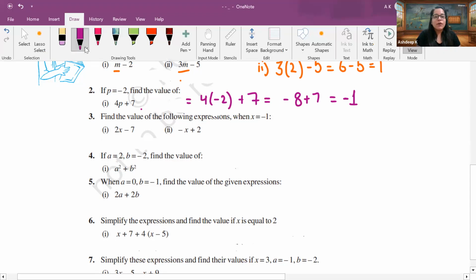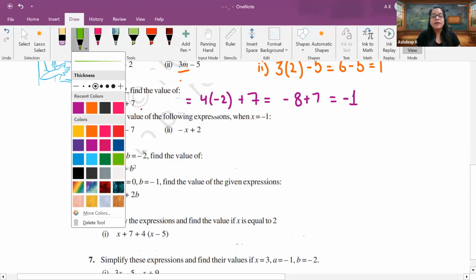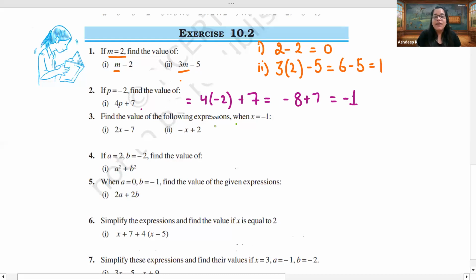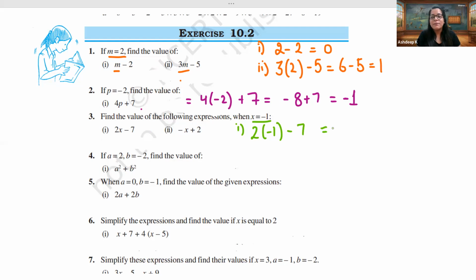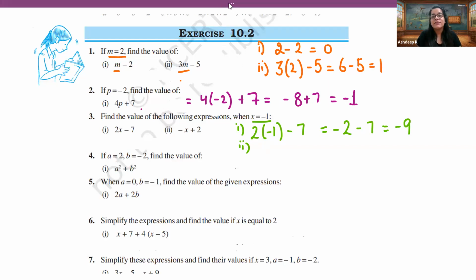Simple. Now I want everyone to quickly try the third question. That's again quite easy. Find the value of the expression when x is equal to minus 1. If we go with the first part, 2x minus 7. I hope you might have got the answer by now. 2 into minus 1 minus 7 is simply minus 2 minus 7, and the answer would be equal to minus 9. Easy? Let's quickly go through the second part now. It is minus x plus 2. Now we already have a negative sign in front.